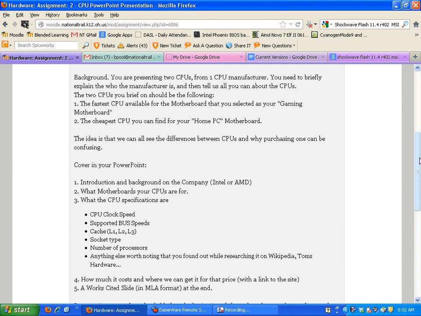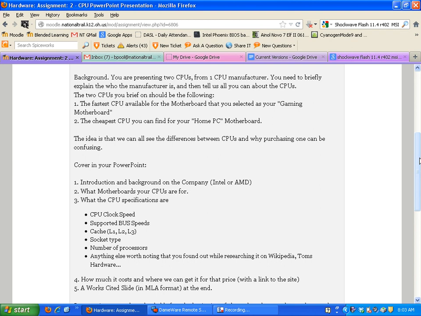This does not say most expensive. This says fastest. Don't look at price for the gamer one. We want you to look at this comparison and see that the newest one doesn't mean the fastest. You would think the newest one would be, but it is not. So find the fastest that fits the socket of your gamer motherboard, and the least expensive one you can find for your home PC. Say I'm trying to build this really inexpensive PC for my sister to take to college, and how cheap can I do it?